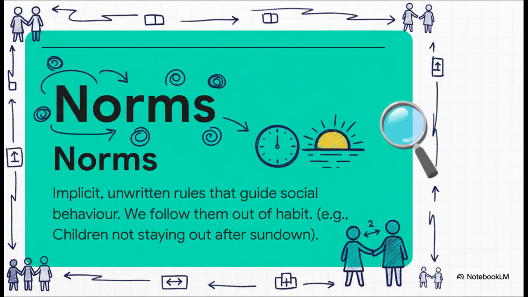This is all the physical stuff, the objects, the tools, the technology, from our smartphones to the buildings we live in. So digging a little deeper into that normative dimension, we find norms. These are the unwritten, implicit rules. We just kind of know them. We follow them out of habit, usually without even thinking about it. A perfect example is a family rule that kids shouldn't stay out too late. No one wrote it down, but you just know it.